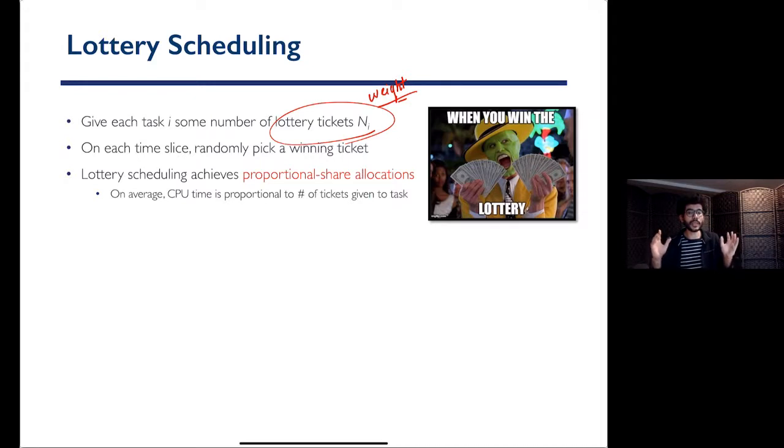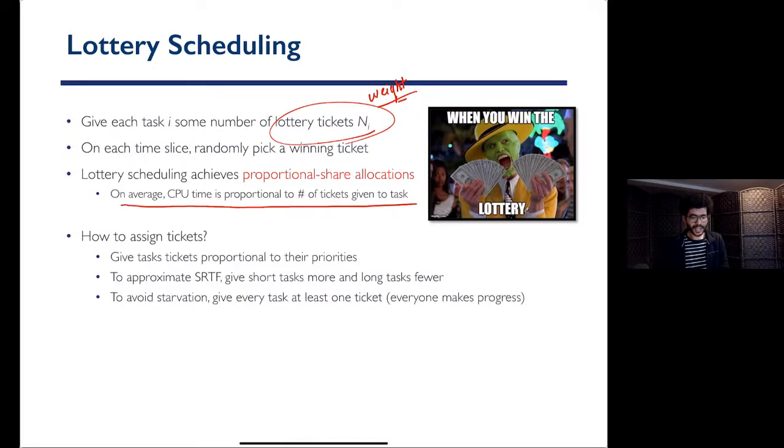This is important. It's on average. So if I run this for a long period of time, then I can have this good property that on average, the CPU time I get is proportional to the number of tickets I have.